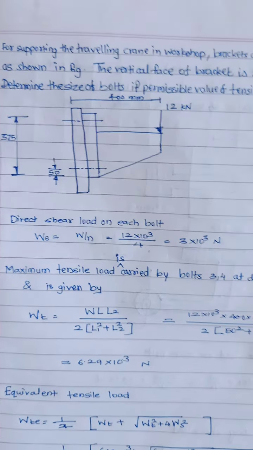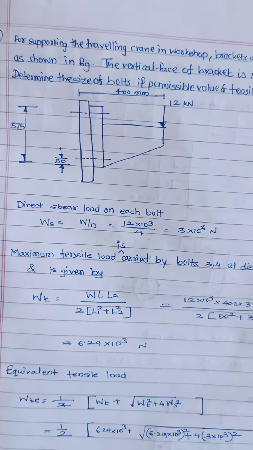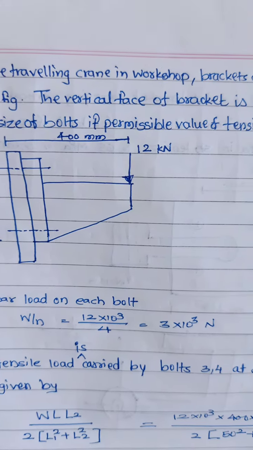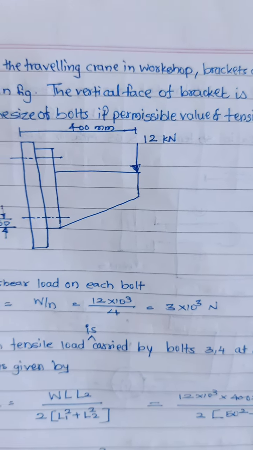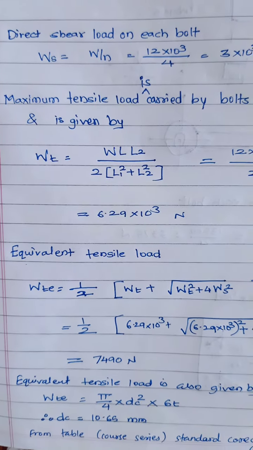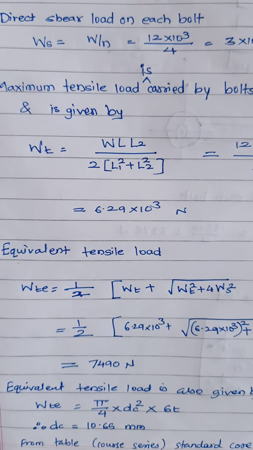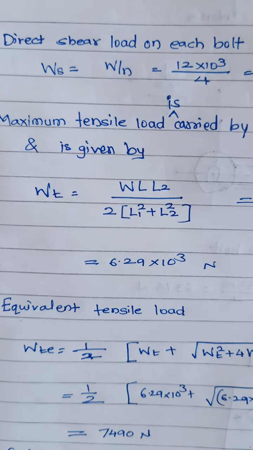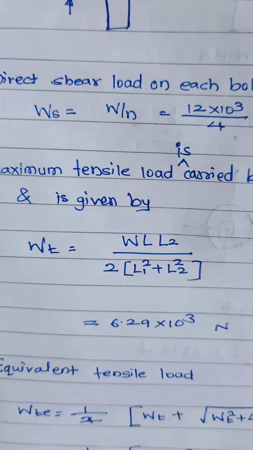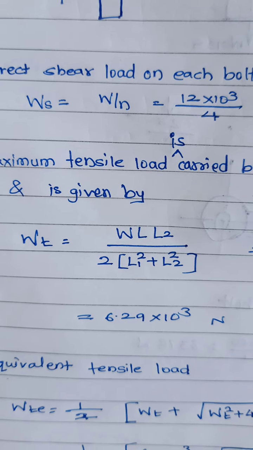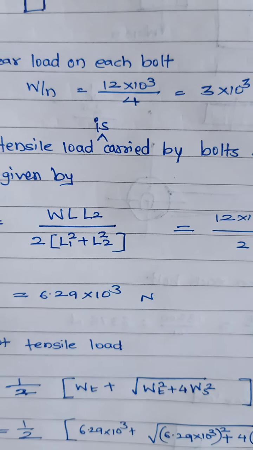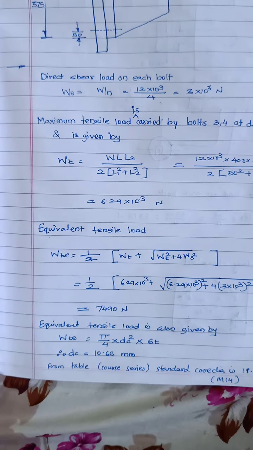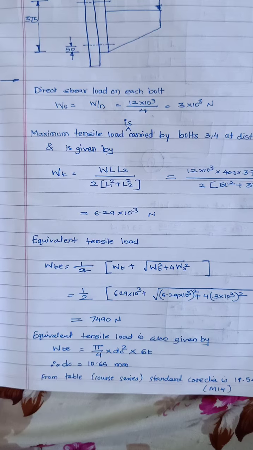So again, a simple problem. First we calculate the direct shear load Ws, which will be W by N, so that will be 3 kilonewton. Then the secondary tensile load because of the turning moment. As we have seen, Wt is equal to W into L into L2 divided by 2 into (L1 square plus L2 square), and that comes out to be 6.29. So the values of Wt and Ws are calculated.